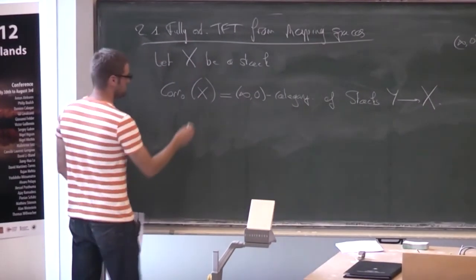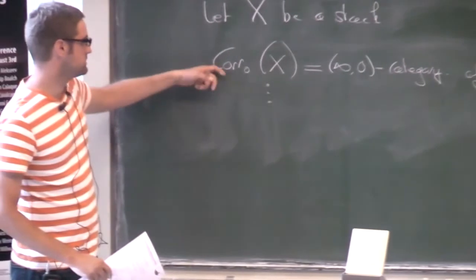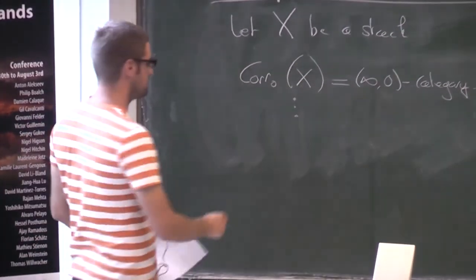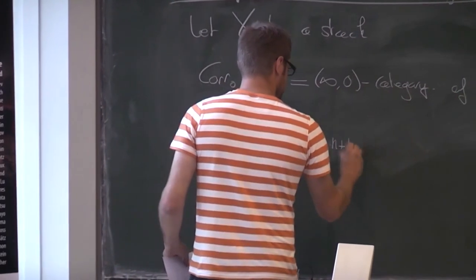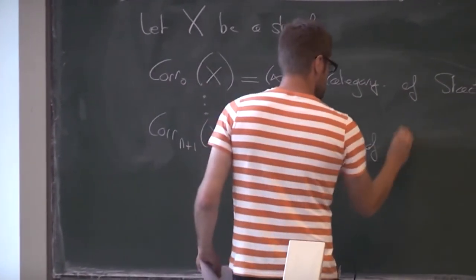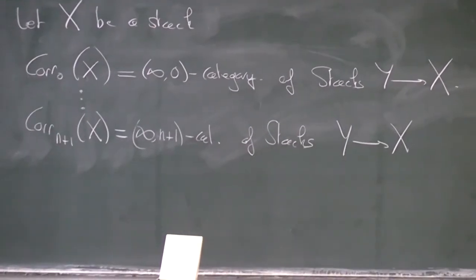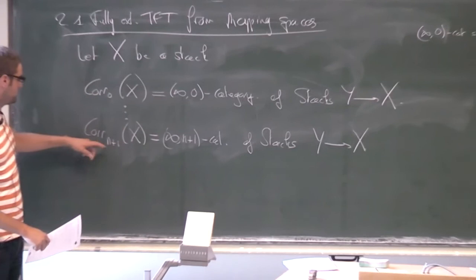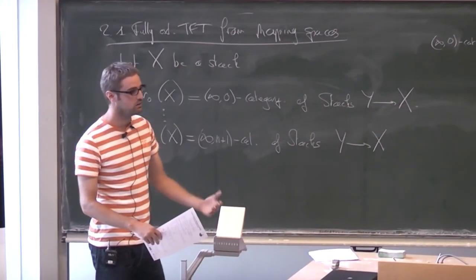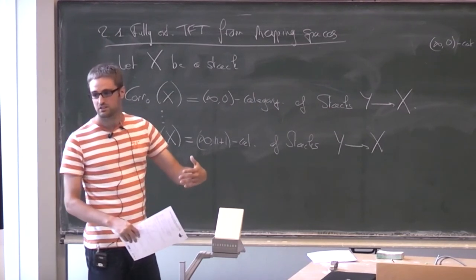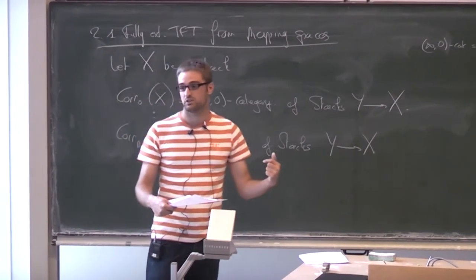So now I'm going to give you a kind of inductive construction of a higher version of this. So assume you have been able to construct the nth version of this guy. I will construct the (n+1)th. So core n+1 of X is going to be the infinity n+1 category of stacks from Y to X. And now I have to give you the morphisms, right? And the morphisms should themselves form an infinity n category. Because if you want something which is an n category, the way to present it is to say, okay, let me take an ordinary category such that morphisms themselves are an n minus 1 category.